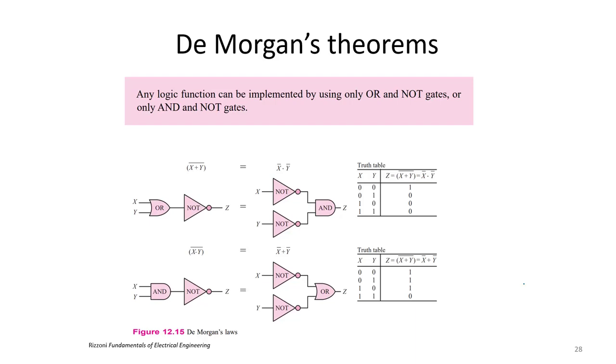you'll likely run across De Morgan's theorems. De Morgan's theorem says that any logic function can be implemented by using only OR and NOT, or by using only AND and NOT gates. And so here's an example of what these functions would look like.